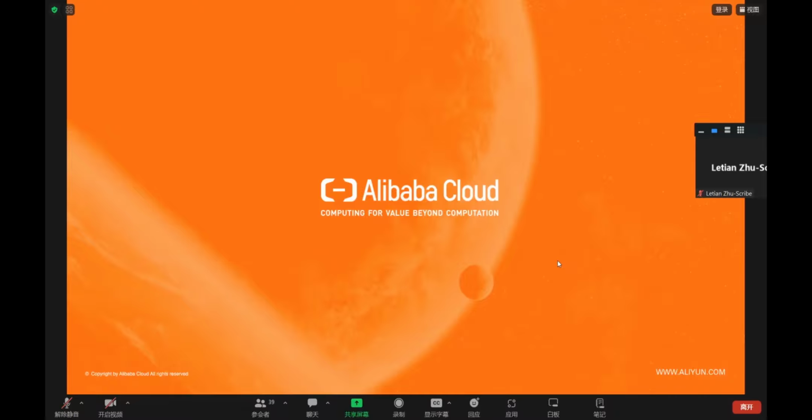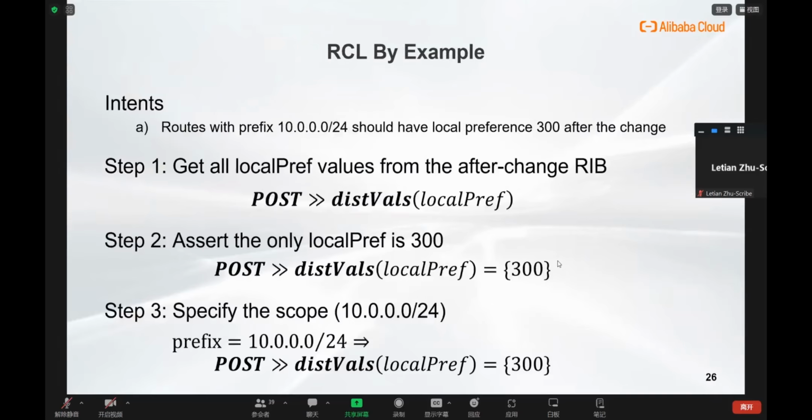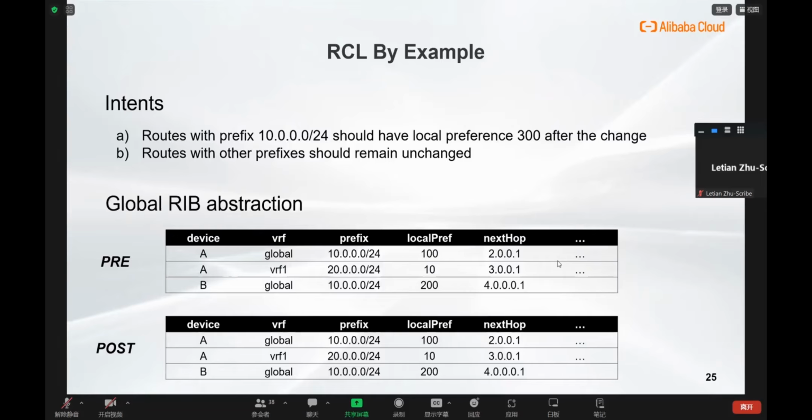To help open the discussion, I actually typed a question during the presentation. If you design this RCL language, just out of curiosity, what's the completeness or the expressiveness of this language? For example, can it help describe route symmetry? Like from A to B and from B to A, the route must be symmetric, or must be asymmetric, or must be link-disjoint. Can RCL currently express such intents?